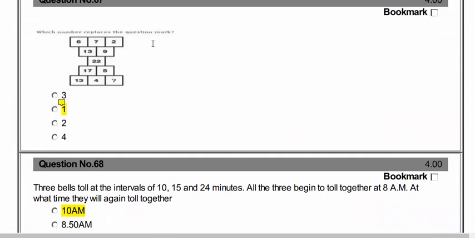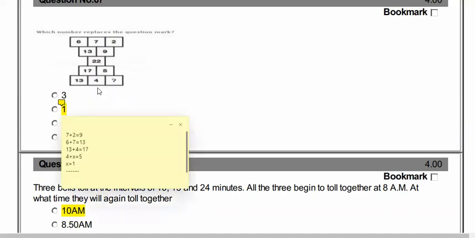Which number replaces the question mark? The answer B is the right option. 1 will replace the question mark. That is, 7 plus 2 is equal to 9. 6 plus 7 is equal to 13. 13 plus 4 is equal to 17. And 4 plus something equals 5. So the answer is 1.